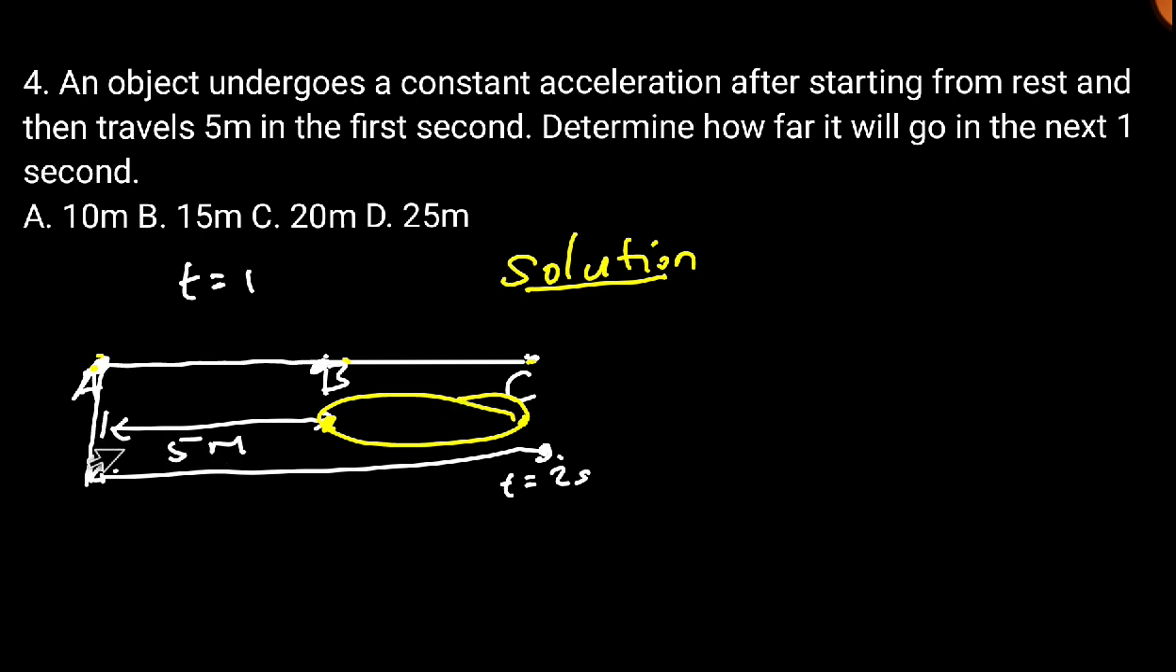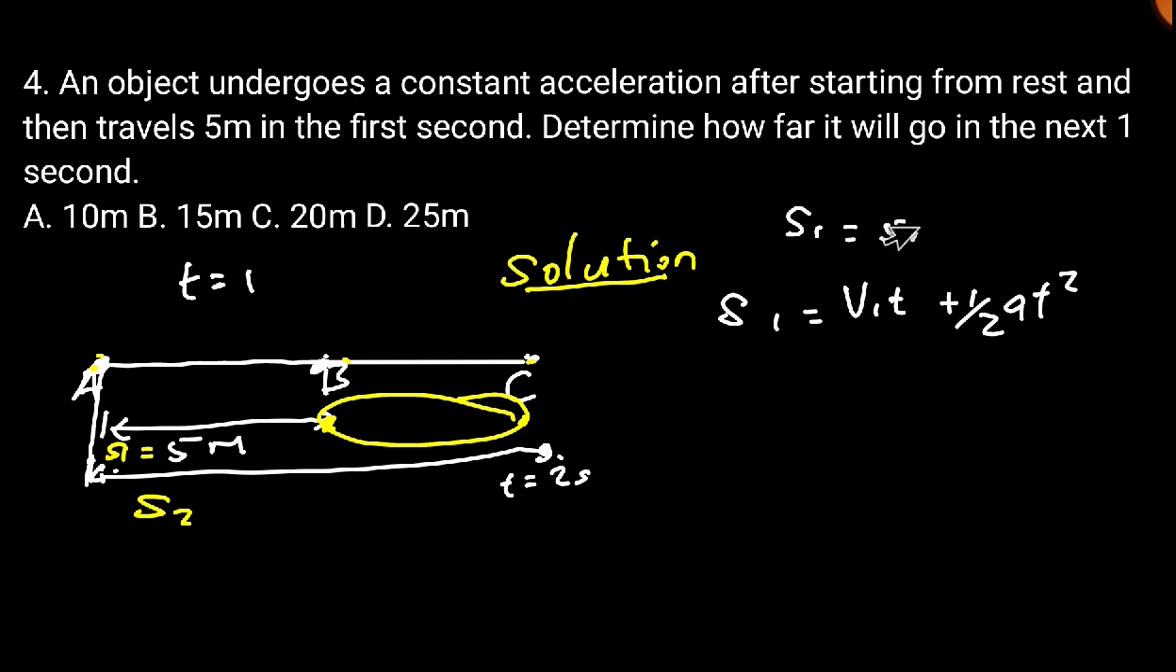So let me say that this is S1 equal to 5 meters. We're going to find S2 at t equals 2 seconds. So let's start. We have that S1 is equal to initial velocity times time plus half a t square. Now from the question, the first distance S1 is equal to 5 meters. So I have that S1 is equal to, now initial velocity is equal to 0 because it started from rest. So this is 0, we now have half a t square.